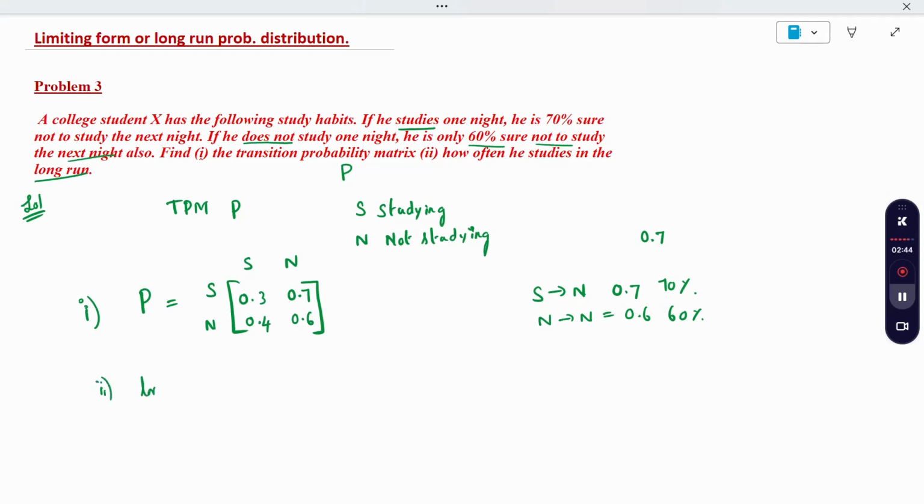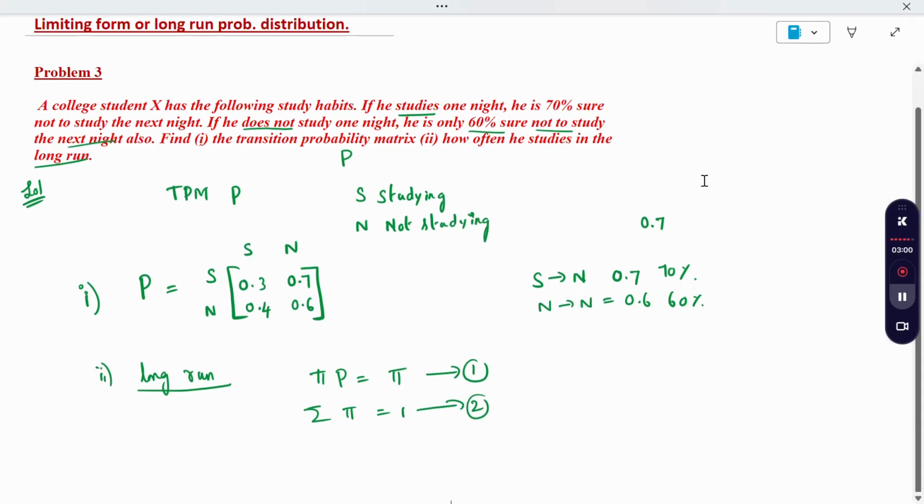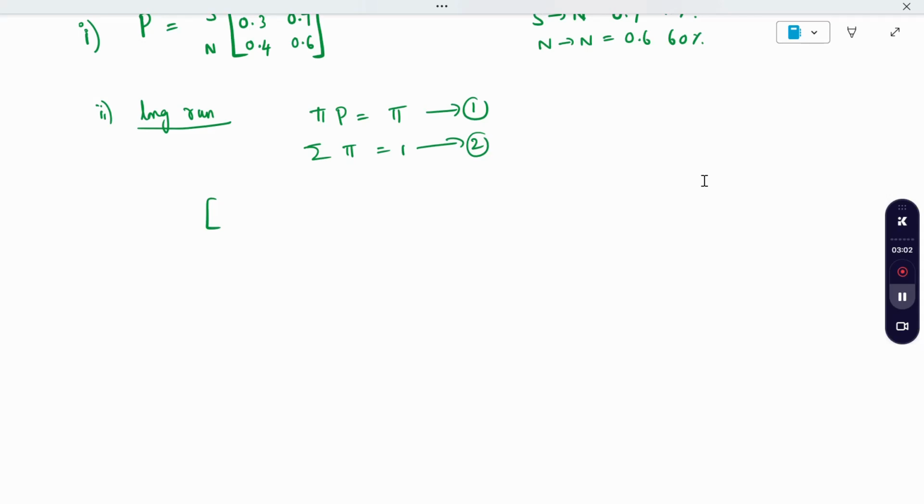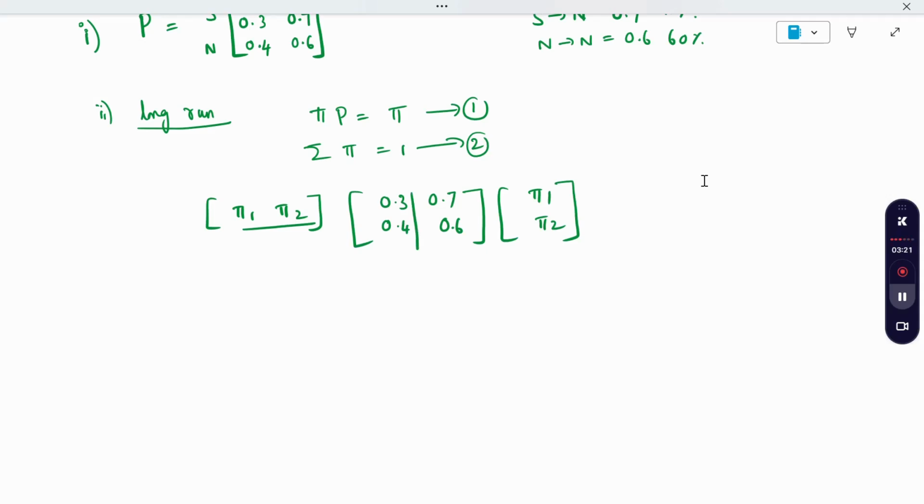For the long run, we know the condition is pi P equals pi, and the sum of pi equals 1. So this is the first equation, this is the second equation. Solve both and we will get pi 1, pi 2. So now pi 1, pi 2 times P, which is 0.3, 0.7, 0.4, 0.6, equals pi 1, pi 2. Simplify this equation with normal matrix multiplication.